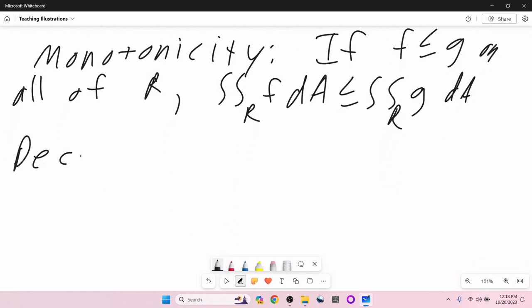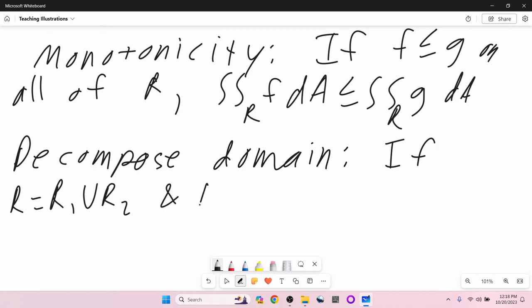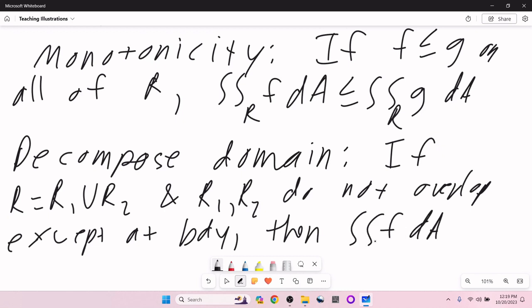A decomposition of domain. This states that if R is a union of two smaller regions, R1 and R2, and R1 and R2 do not overlap except at the boundary, then the double integral of f dA on R is the same as the double integral of f dA on R1 plus the double integral of f dA on R2.